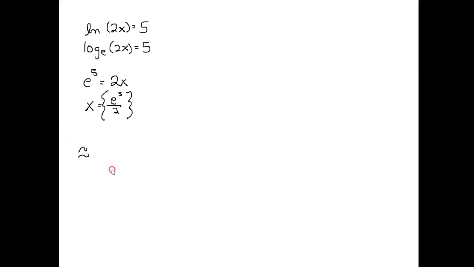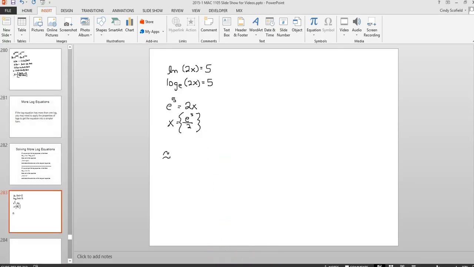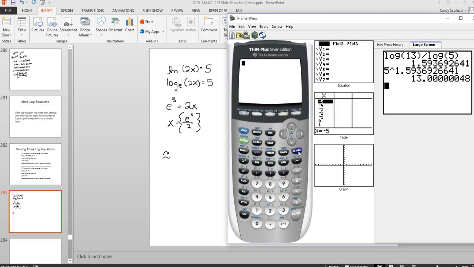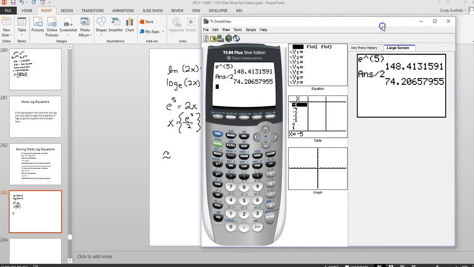Or you can pull up your calculator. e to the 5 divided by 2, let's do it. e to the x, so second ln will give me e to the x, e to the 5, close parentheses, is that, and then divided by 2 is that. So I get approximately 74.207.